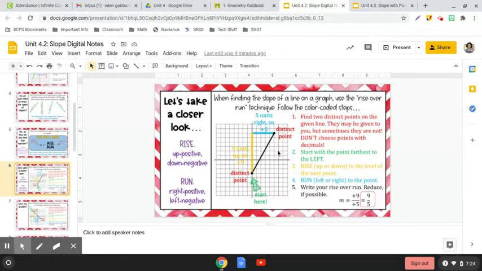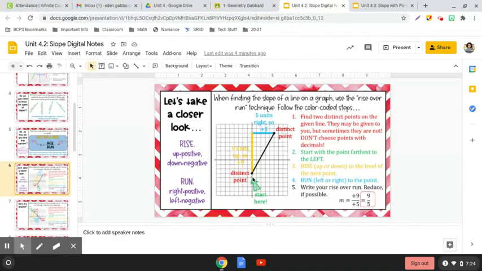We find the two distinct points. They may be given to you, or we may have to find them on our own. And if you find them on your own, you want to find 2 points that cross a crosshair right on the dot so the number does not have a decimal. Then, after we found our two distinct points, we're going to start with the point farthest to the left, which on this one would be right here.